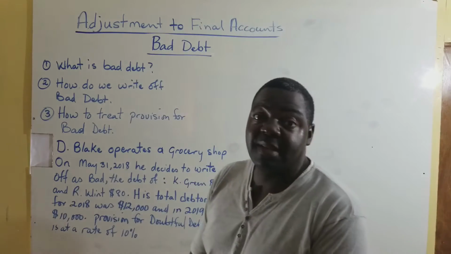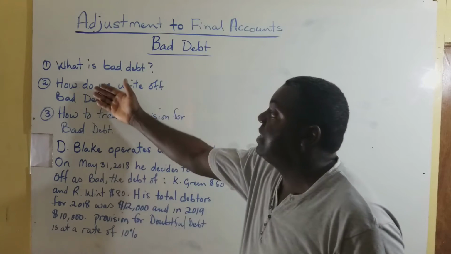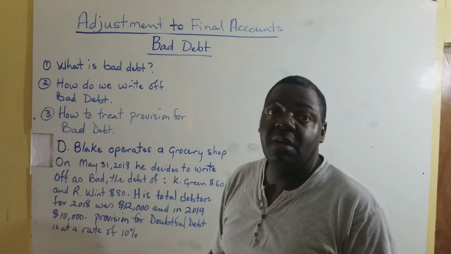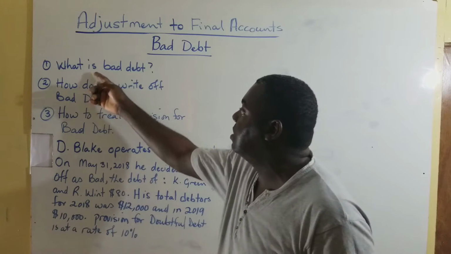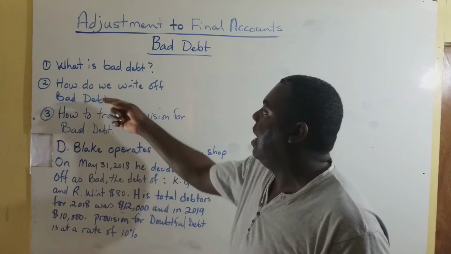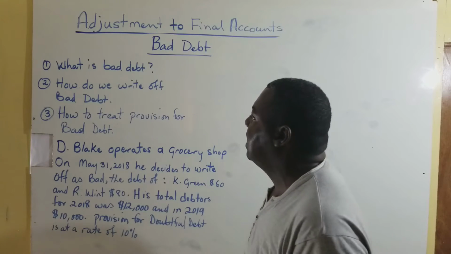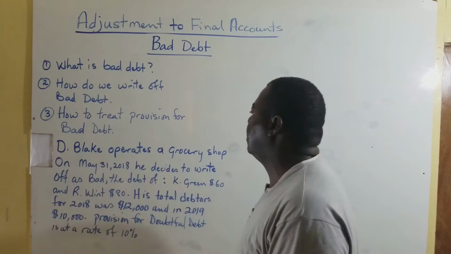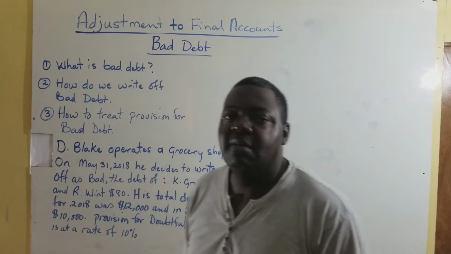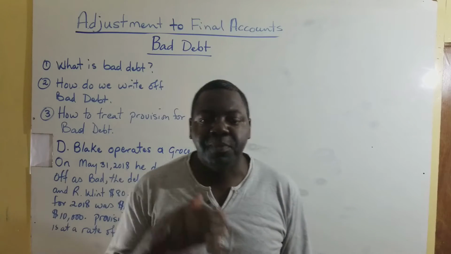But just for clarity, we always seek to direct our lesson with objectives. We want to look at what is bad debt. We want to look as well at how we write off bad debt, and we also want to look at how to treat provision for bad debt. All right, so let's get into it now.